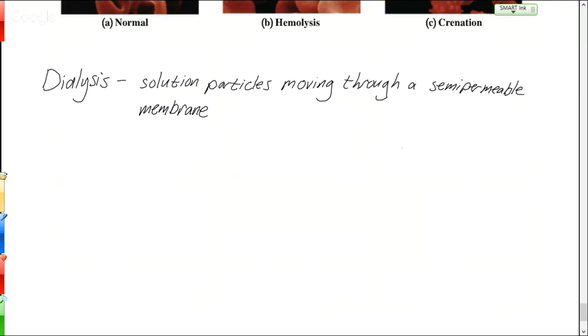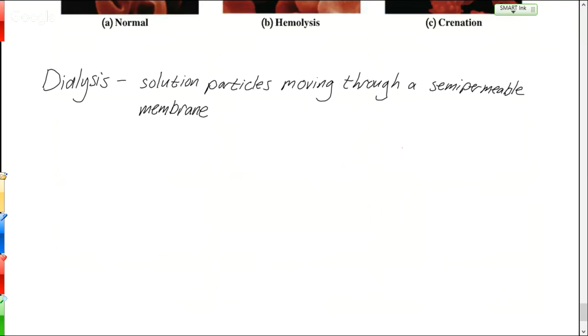The idea is that if you have something like a dialysis membrane or whatever, that things like chloride, sodium, glucose, sucrose, other kinds of small molecules can diffuse through that as well. Sometimes diffusion is the more general term, which refers to anything, water, and other stuff too. Dialysis is specifically referring to those solutes.